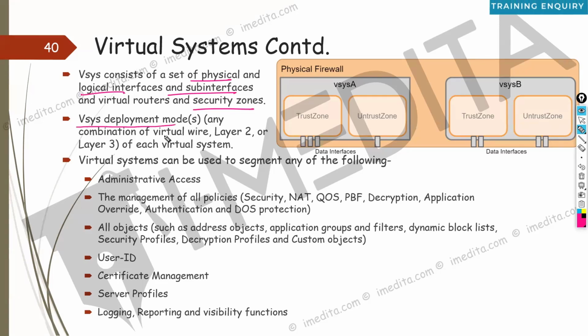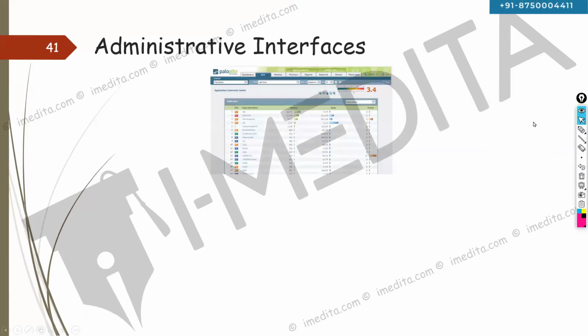Interfaces can be physical, logical, or sub-interface, and will contain their own policy. A VSYS you can deploy in virtual wire as a layer 2 firewall, as a layer 2 switch, or as a layer 3 device. Virtual system can be used for segmentation, for example when you want to segment administrative access, or segregate and manage firewall policies, et cetera. No need to go through every line.